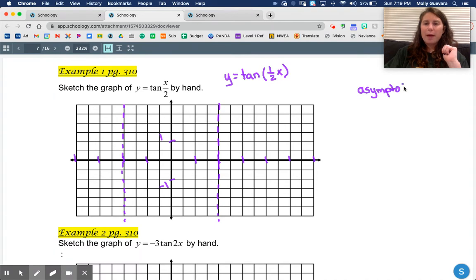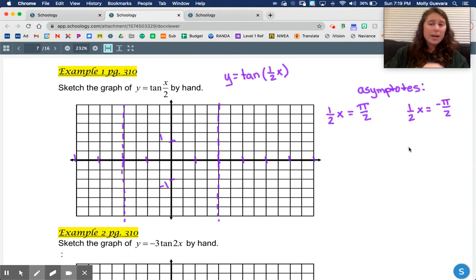So again, remember, I graph it the same every time. I just label it differently. To find my asymptotes, I'm going to set whatever's inside the parentheses, which is 1/2 x, equal to the original 2 asymptotes of the parent graph. One of those is pi over 2, and the other one is negative pi over 2, right?